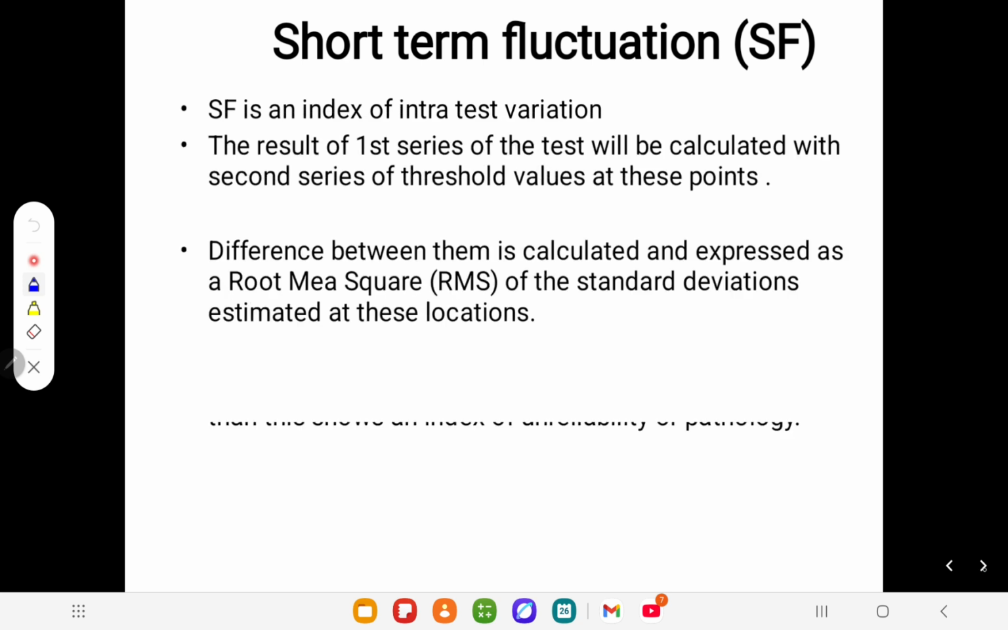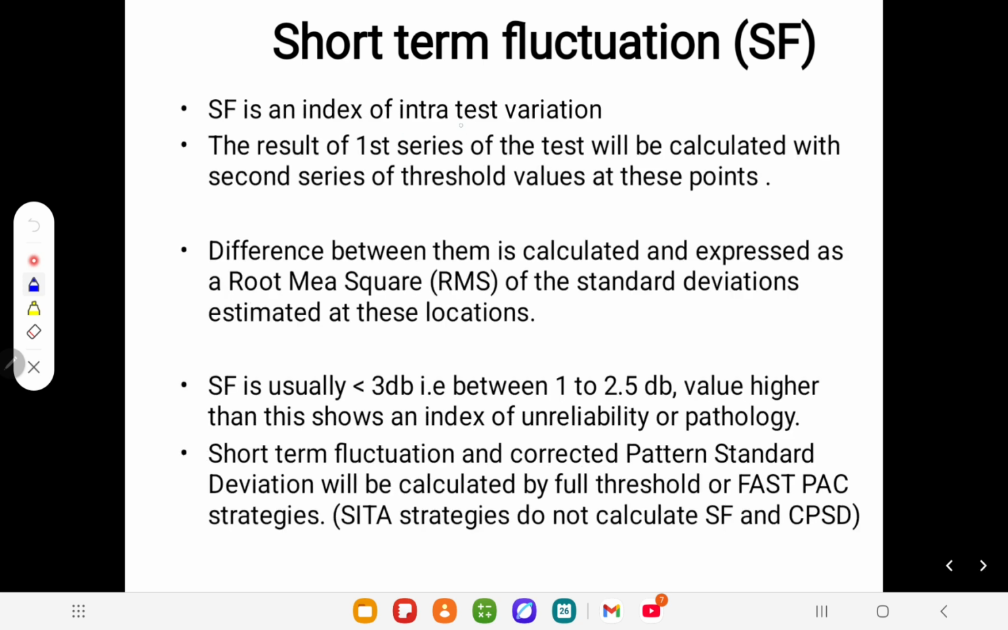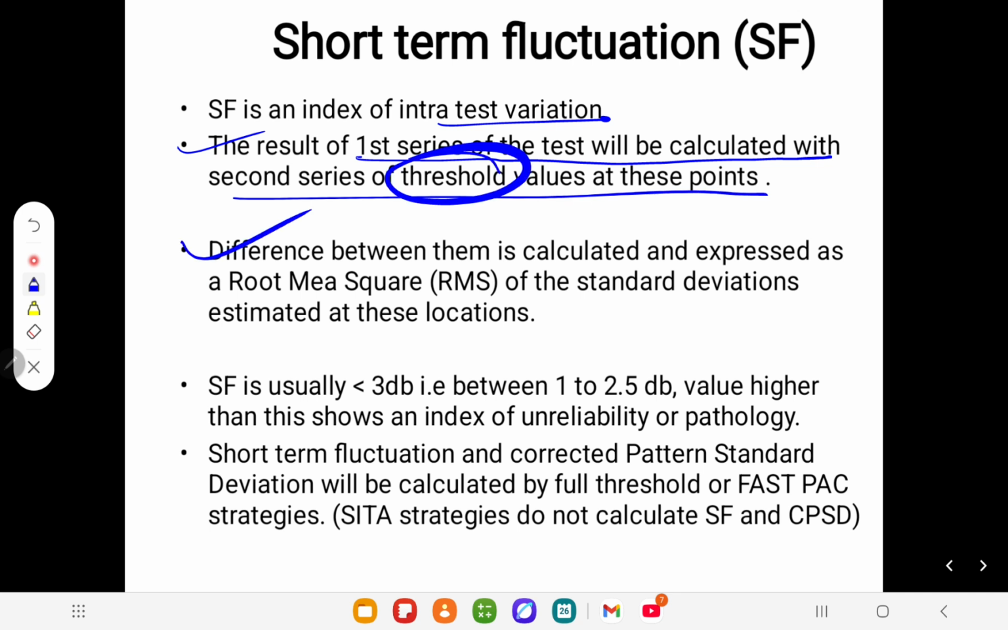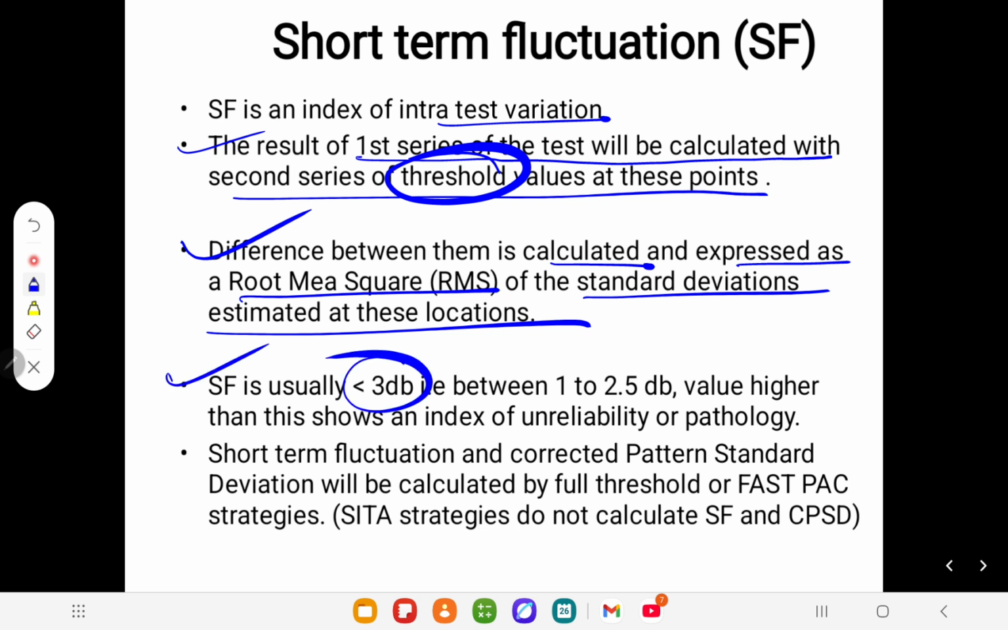Okay, short-term fluctuation is very simple. Short-term fluctuation is an intra-test variation. Basically, it's a series of tests. The first series of tests is done and calculated, and the second series of tests is done and calculated for threshold. The difference between the calculated values, expressed as root mean square of the standard deviation, is estimated at this particular location. Short-term fluctuation is less than 3 decibel, between 1 to 2.5 decibel; a value higher than that shows the index is unreliable or pathologic. Basically, up to 1.1 to 1.25 decibel it's tolerable, but above that, it's not.